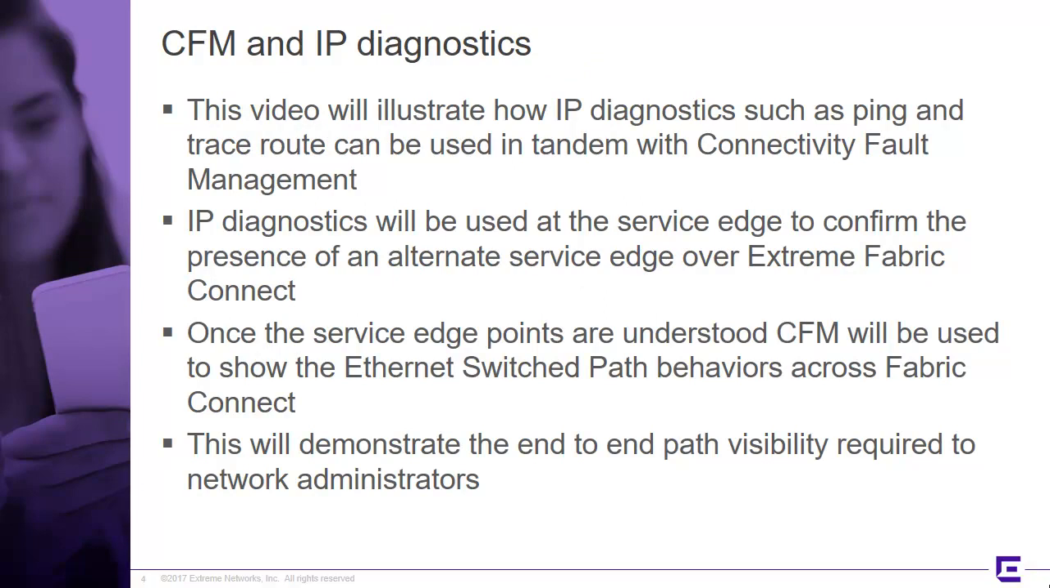And really, when we do this, we're going to show how IP diagnostics, such as ping and traceroute, can be used in tandem with CFM. We're going to basically use the IP diagnostics at the service edge, and then we're going to work to confirm the actual point of presence to not only our own service edge, but the alternate service edge on the other end of the fabric. Once the service edge points are understood, we will then use CFM to show the Ethernet switch path behaviors across the fabric. And this, together with IP diagnostics, will show an end-to-end visibility required by network administrators.